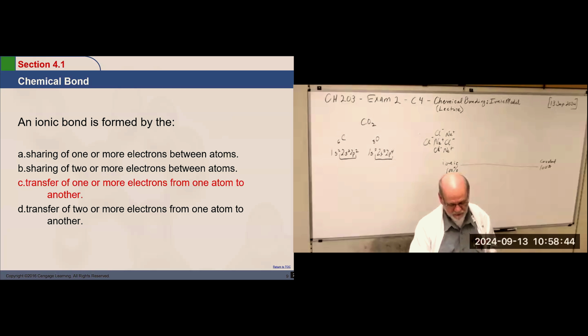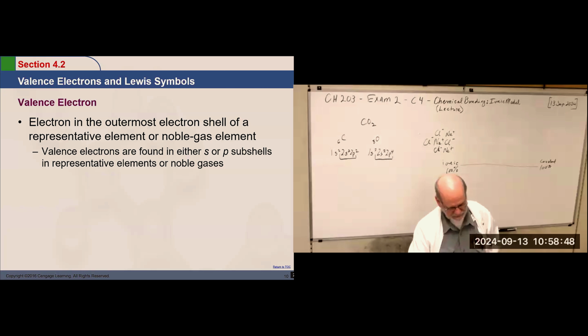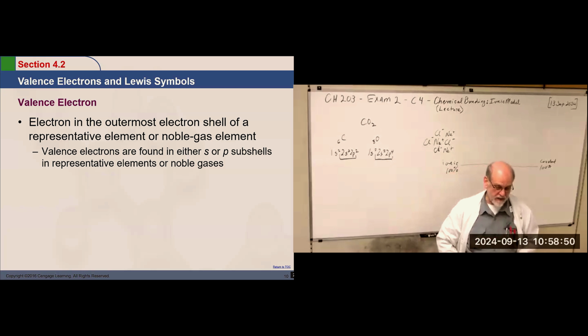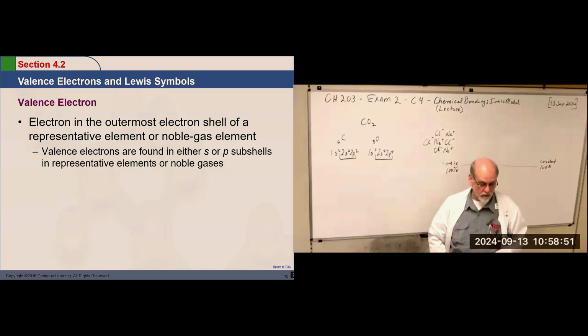Okay. Ionic bonds form by a transfer of electrons from one atom to another. And the valence electron is the outermost shell electron. And I've described that for you already. Those are the ones that participate. There's a point in there that's important.